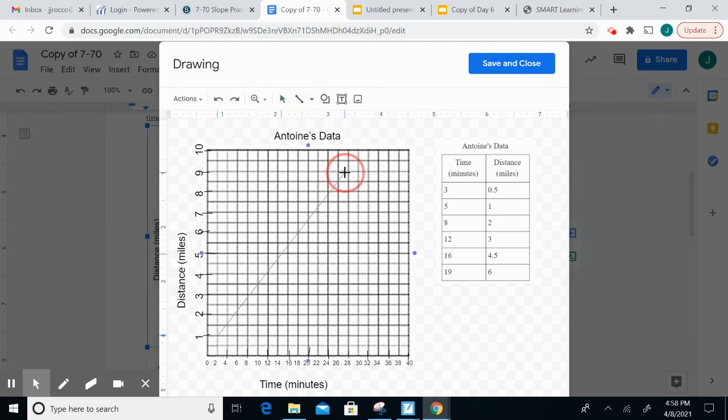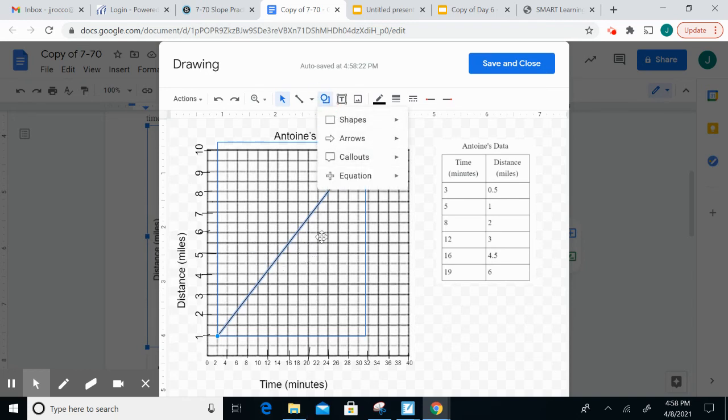So draw whatever your trend line is. Let's say, for example, this is my trend line. I can use it to make a prediction. For example, if this was my trend line at 10 miles, it would have taken him 30 minutes, that point right there. Okay, to find the slope, you would just do what you normally do.